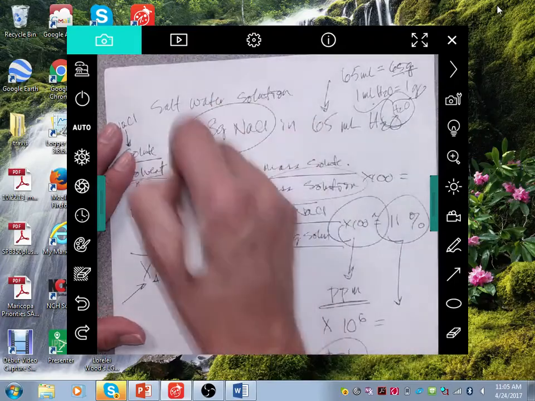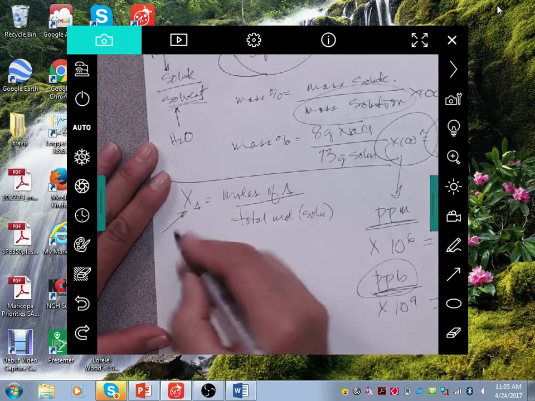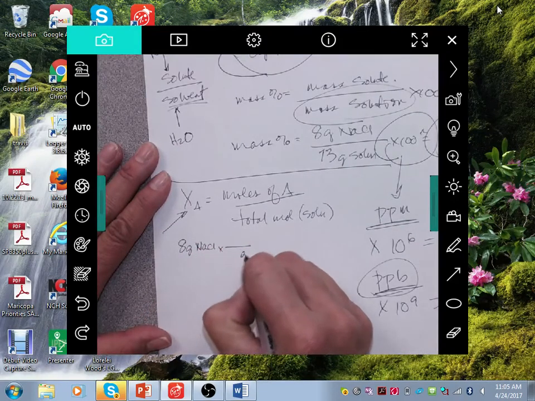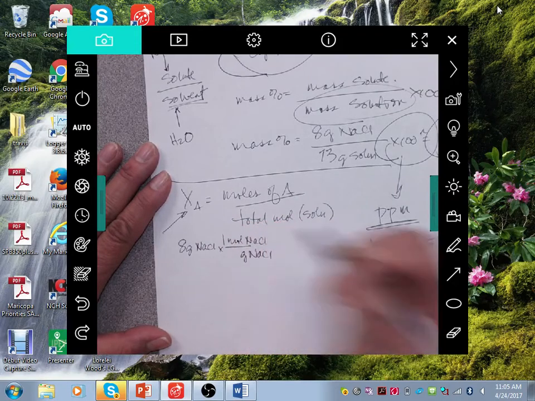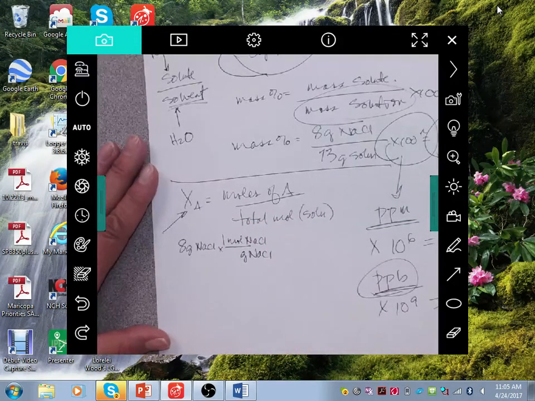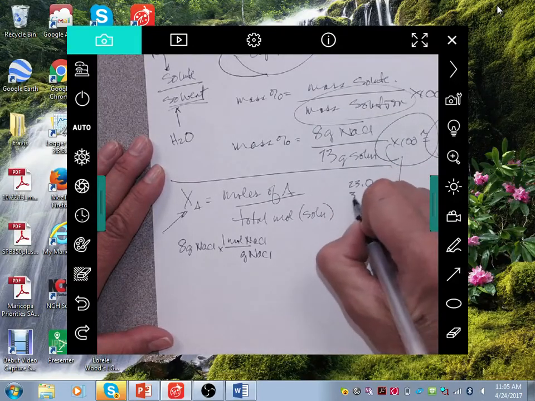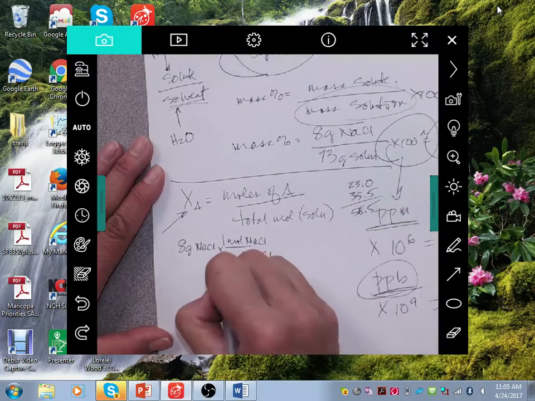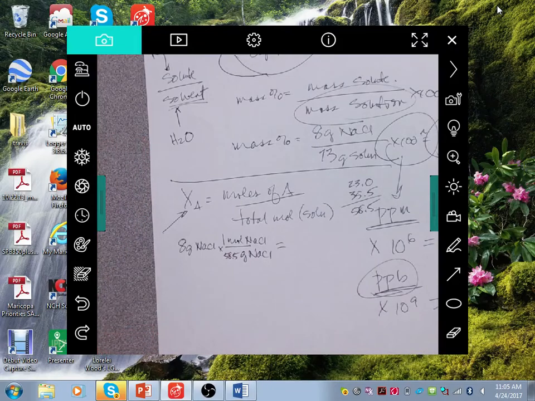Very first thing I need to do is I got to convert my solute particles to moles. So I take my 8 grams of NaCl and I go from grams, remember stoichiometry, our friend here, 1 mole of NaCl. And sodium, I believe, is 23 grams per mole. Chlorine is 35.5. So that gives us 58.5 grams per mole. Somebody with a calculator, what's 8 divided by 58.5? What do we get?